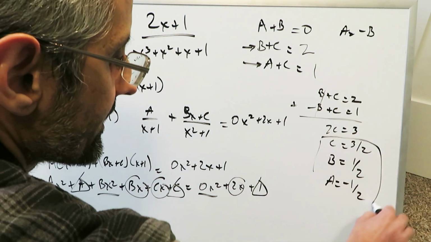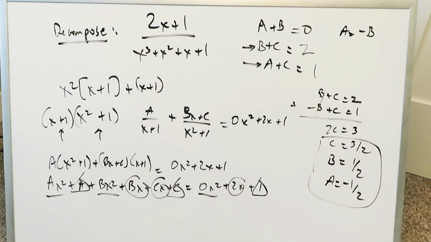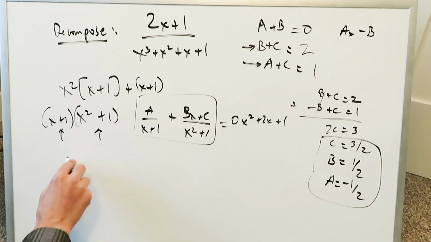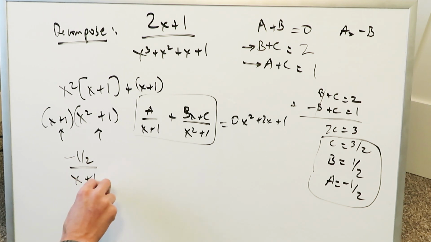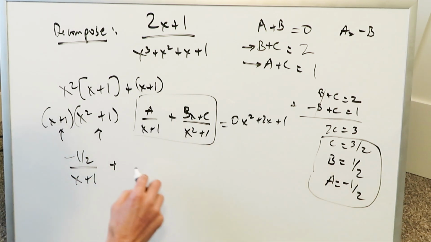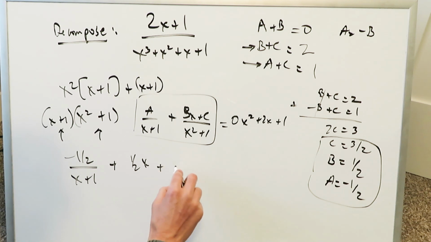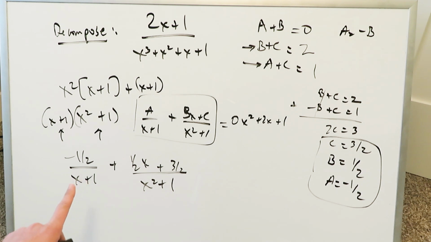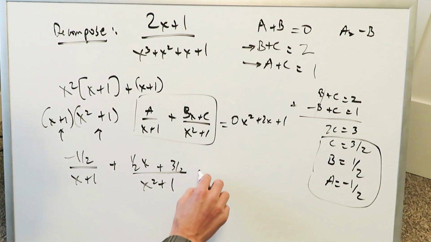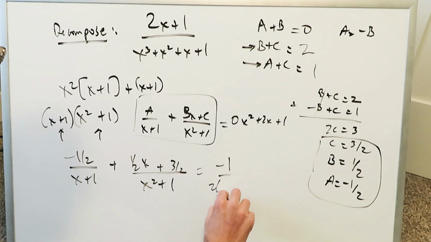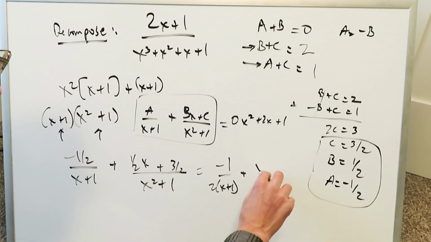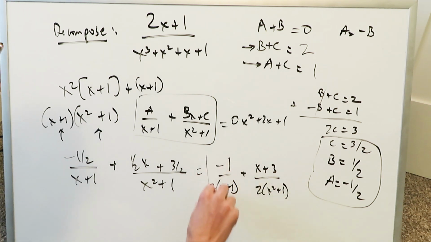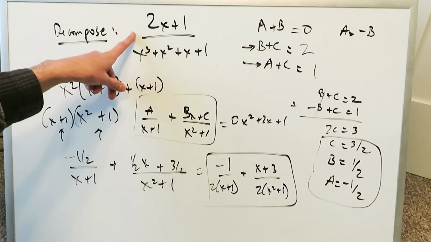All of this, what you have right here, will come into your partial fractions. You can write your a like this, minus 1 over 2 over x plus 1, plus bx, it will be 1 over 2 x, plus c, 3 over 2, over x squared plus 1. Or you can bring all of these denominators down, and I'll want to do that. I'll do minus 1 over 2 into x plus 1, plus x plus 3 over 2 into x squared plus 1. And this can be your decomposed partial fraction for this rational function here.